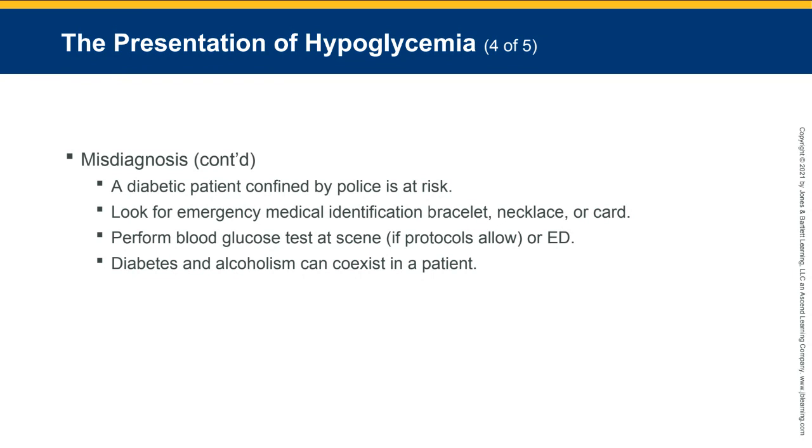Diabetes and alcoholism can coexist in a patient, and a patient doesn't have to be diabetic to have a low blood sugar. So just keep that in mind. And that's why I keep emphasizing that if you have a patient and the patient cannot tell you sensibly what's going on, and family members or bystanders cannot tell you exactly what's happening, ensure that you incorporate pulse oximetry, pupil reaction, and a blood glucose reading in your vital signs. Very important.